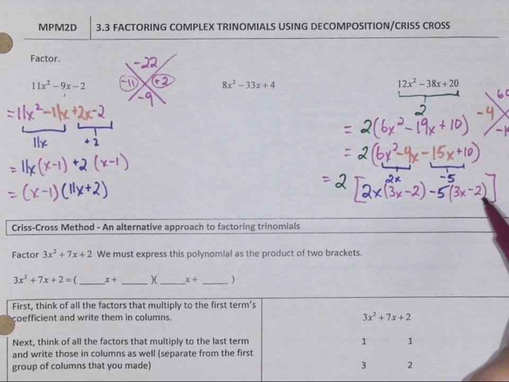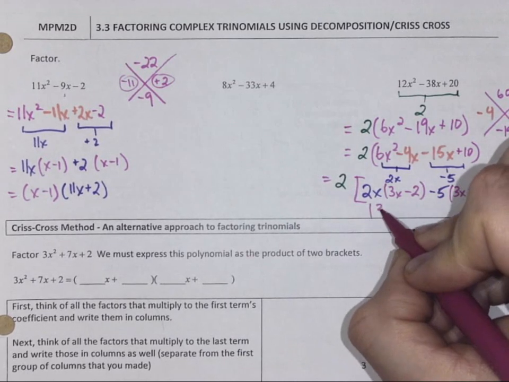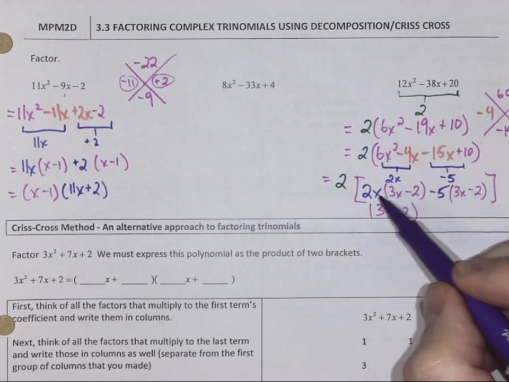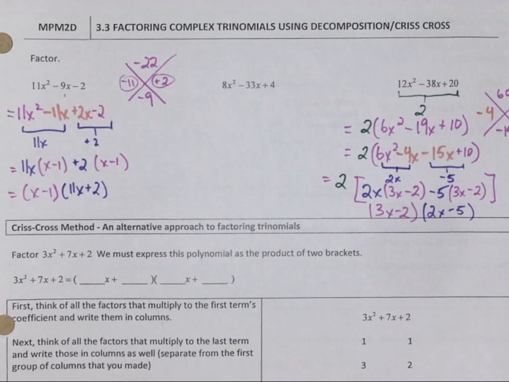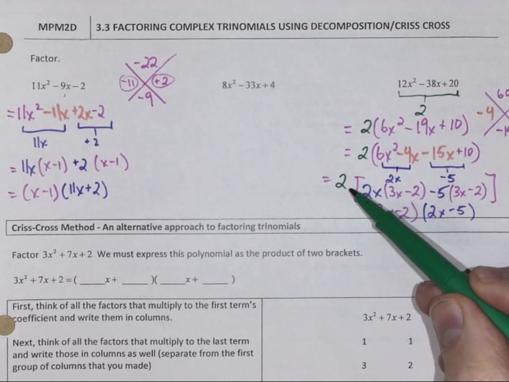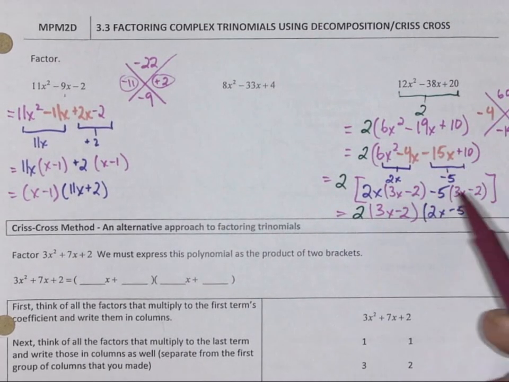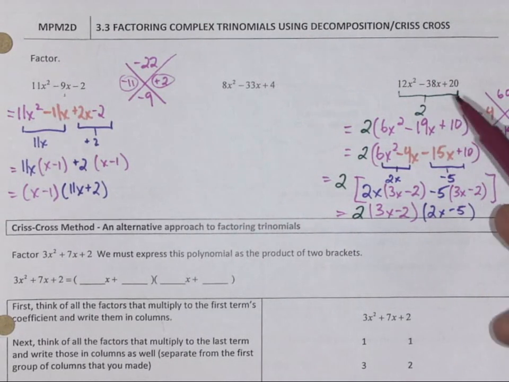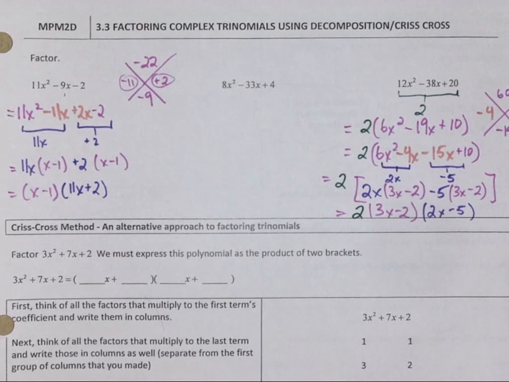Usually now what we would have done with the complex trinomial is group these because they are the same. 3x minus 2. What remains? 2x minus 5. But that 2 in front, the common factor for everything, still stays. And now we have a fully factored trinomial into another expression.